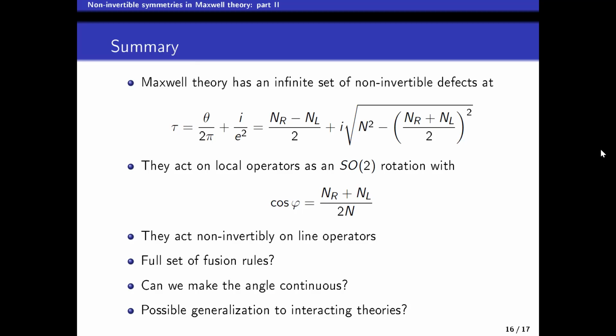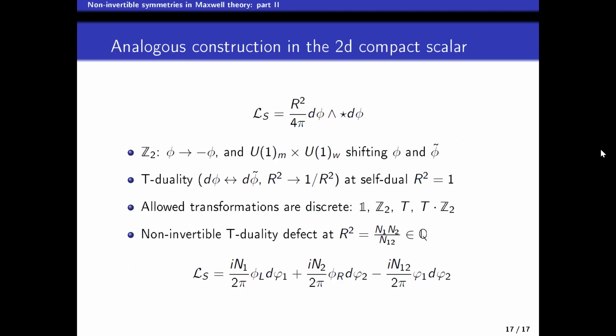We apply the same machinery to the case of the 2D compact scalar. This is basically the 2D analogue of Maxwell theory, which has a Z2 symmetry, two zero-form symmetries, momentum and winding, shifting phi and the dual field. There is T-duality at the self-dual point.